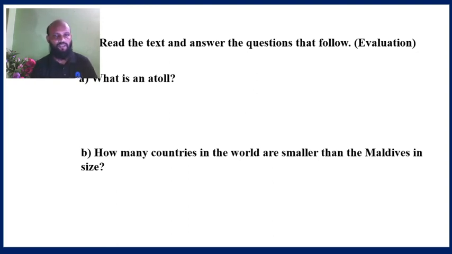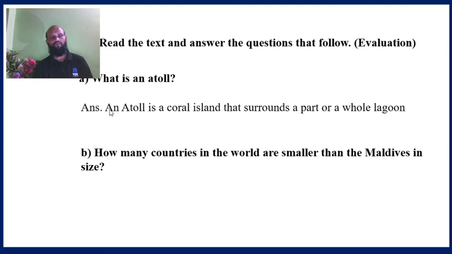We have 6 questions in the text at page 82. Please look at the questions and try to answer them. First one is, what is an atoll? We discussed an atoll. This is a coral island that surrounds a part or a whole lagoon. Please write it down, and if you read the text, you will have this answer easily.